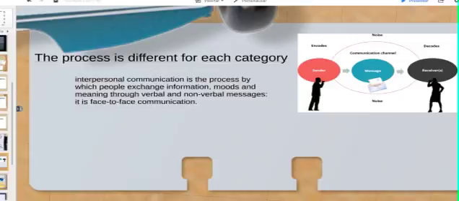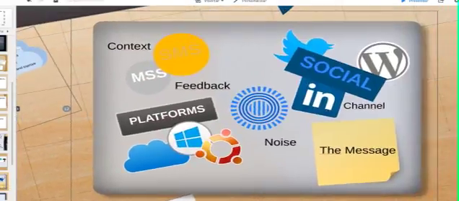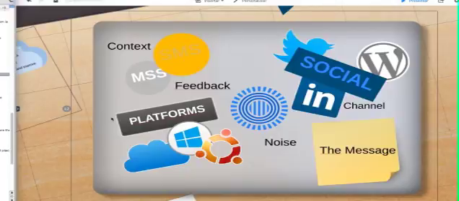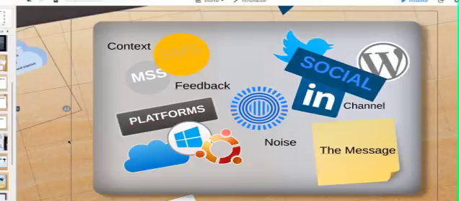And next, as for the types of audience, the elements of the communication process are the message, feedback, noise, effect, and context, and different channels such as Facebook, Twitter, Instagram.